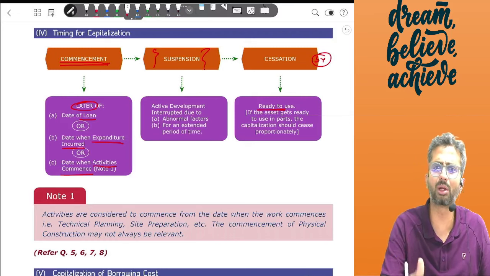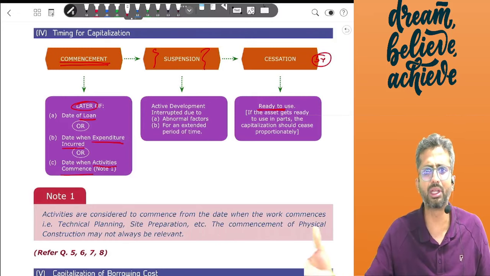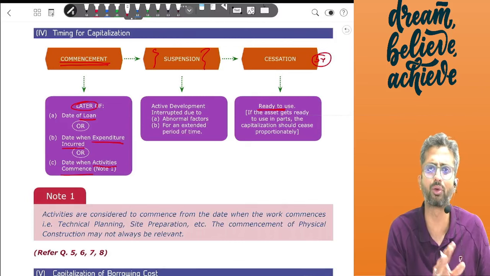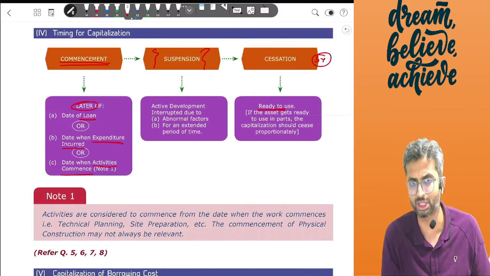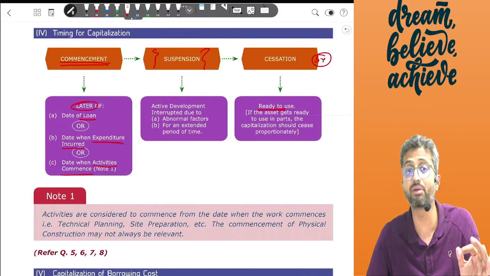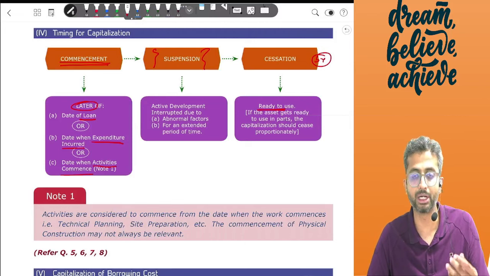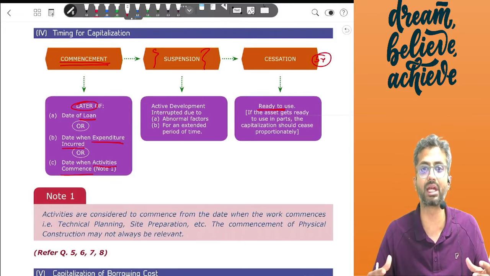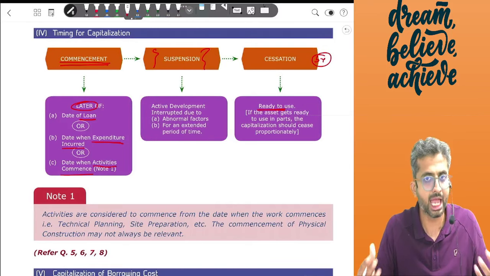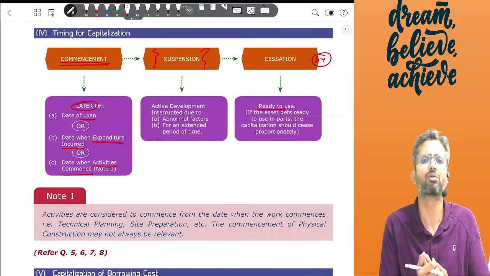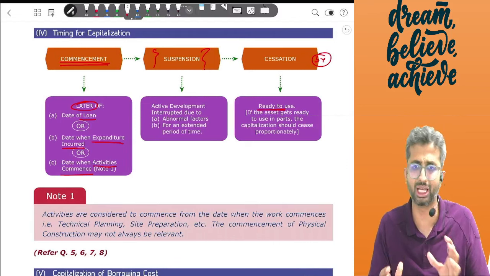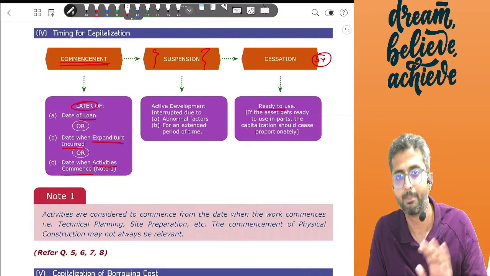Remember, if the work is interrupted only for 1 to 3 days, like maybe there is a Bharat Bandh because of which the work is interrupted for 1 or 2 days, the standard says it is not material, and you can continue capitalizing. However, if the active development work is interrupted for an extended period of time. Extended period is not defined, but typically, from a student reference, more than 10% of the project life can be treated as extended, but that is not mandatory.